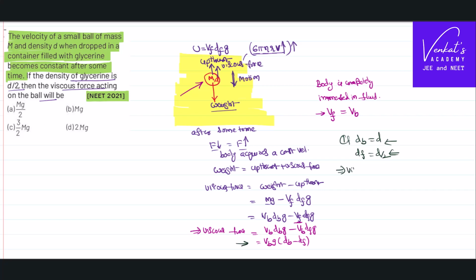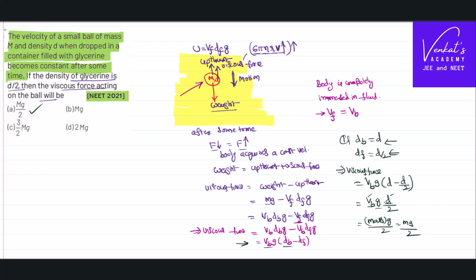That implies viscous force equals volume of the body into g into density of the body d, minus density of the fluid d by 2. So volume of the body, g, d minus d by 2 is d by 2. What I got is volume of the body into density of the body into g. That's nothing but the weight of the body. Mass of the body, volume into density, is the mass of the body, into g by 2. That equals mg by 2. That's the answer for the problem.